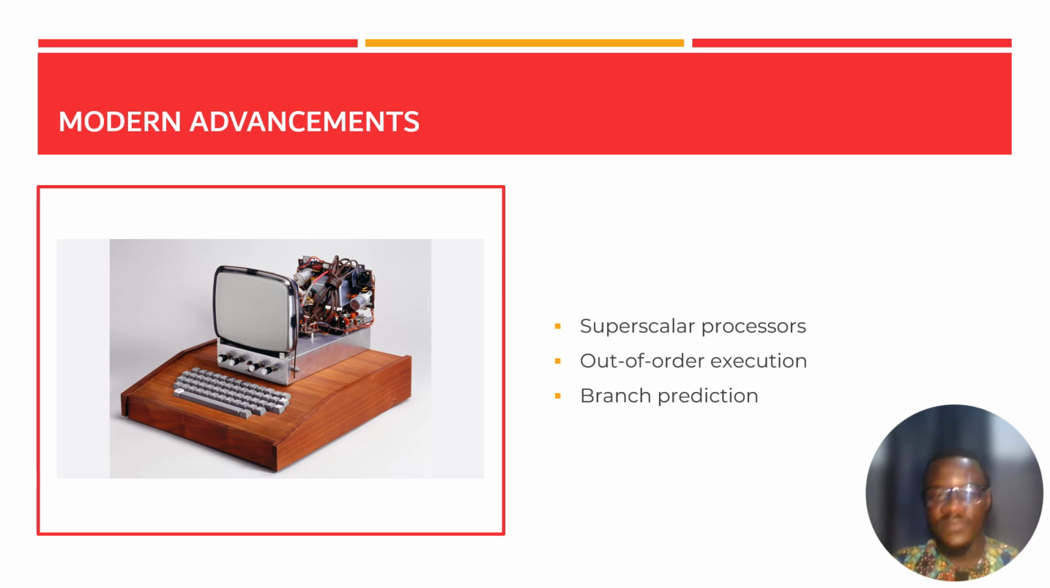Then we have branch prediction, which attempts to guess the outcome of conditional branches to keep the pipeline full. So it checks which prediction will work well, and if it detects it, it just executes it so that the pipeline will be full and it will be processing information faster.